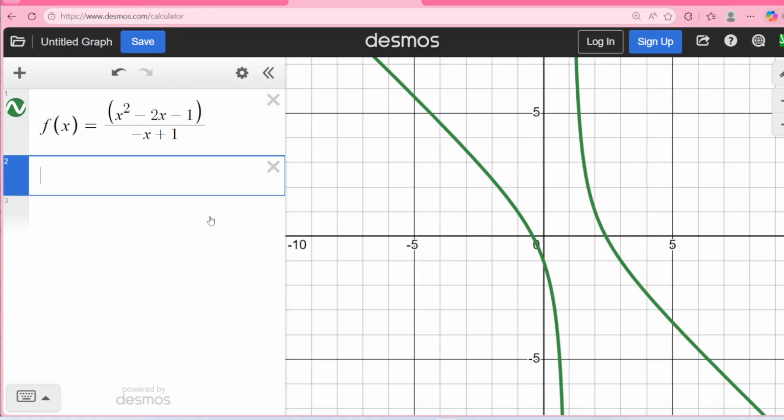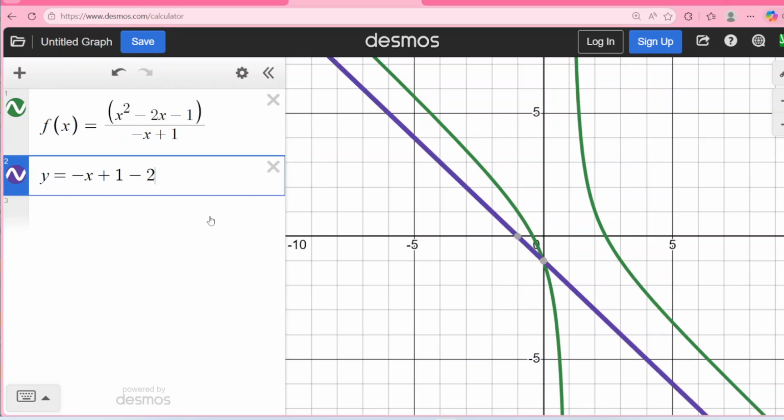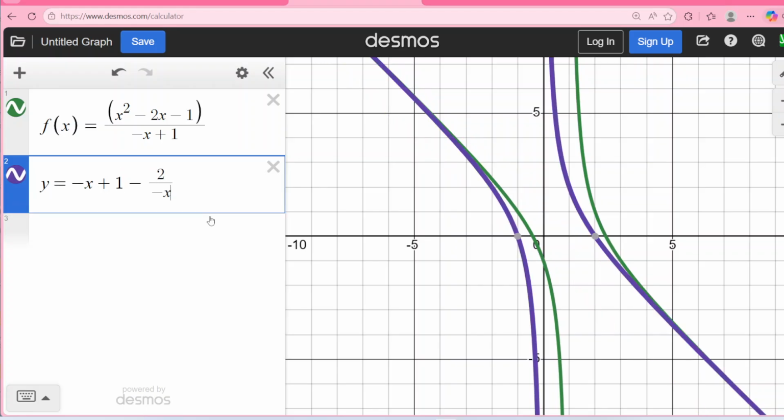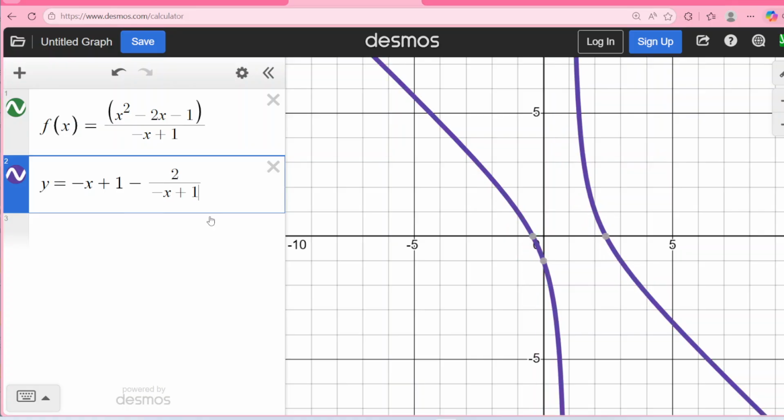I'm going to rewrite that with the division. So I'll go y equals, remember when you divide those two, I end up with -x plus 1, and then I said the remainder was -2 over -x plus 1. And you see how the graph I just put up is the same as the original. I'll turn it off and on, right? This is the result of the division of these two polynomials.